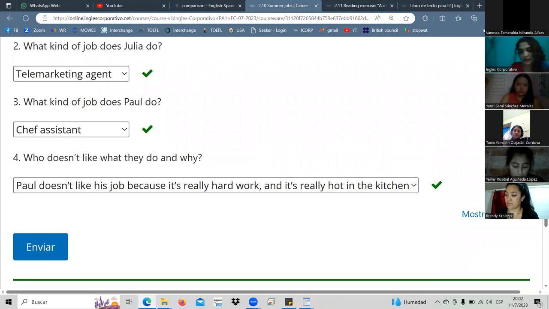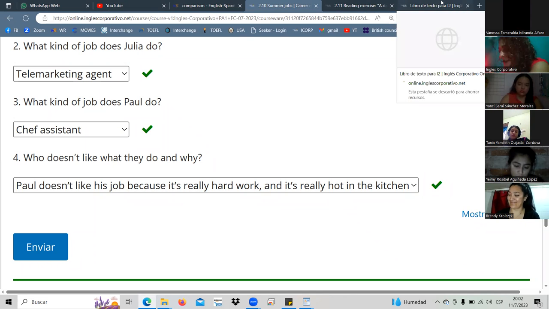I need a mouse because otherwise it's a little bit complicated to manage the computer without the mouse, so I really need it.